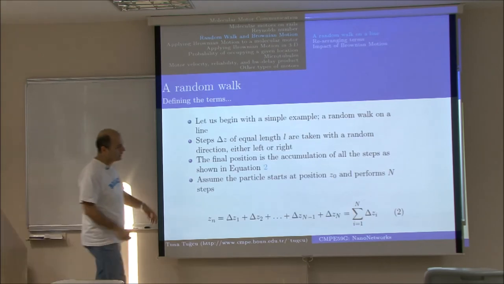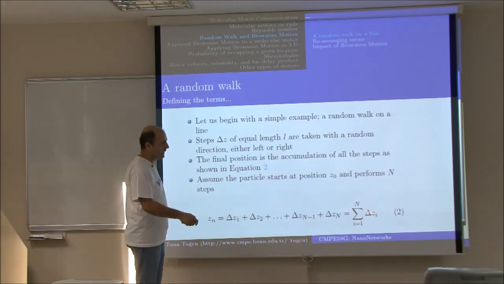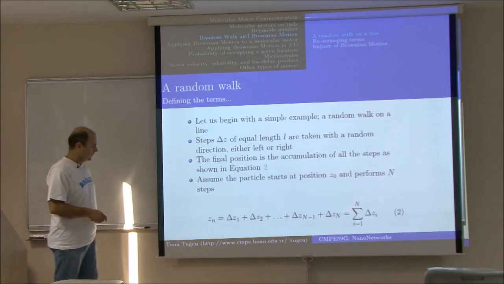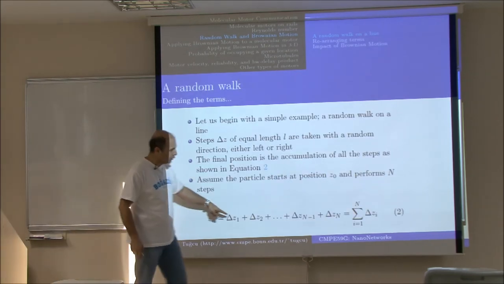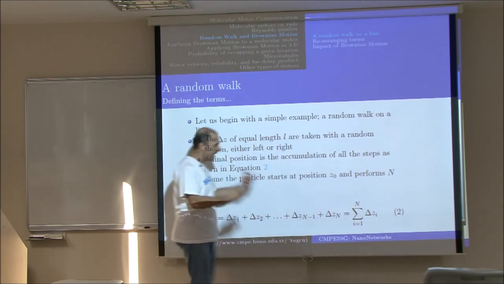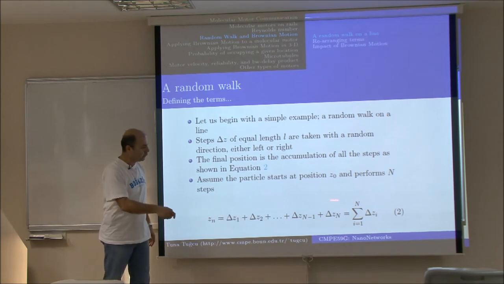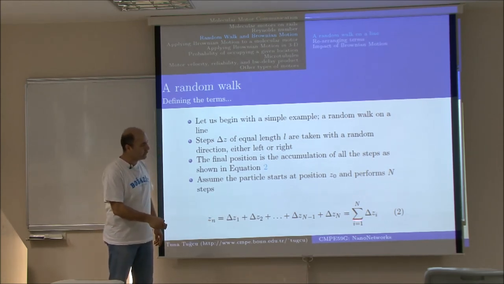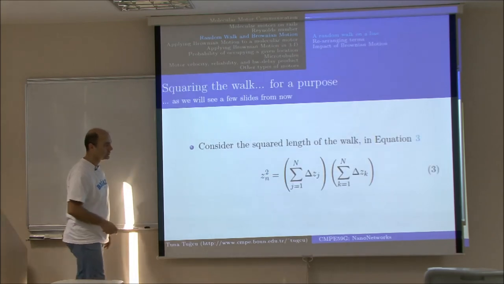So it would be summation from 1 to n of delta zi. In other words, zn is equal to the summation from 1 to n of delta zi. And now let me take the square of both sides. So zn square would be the square of this summation.